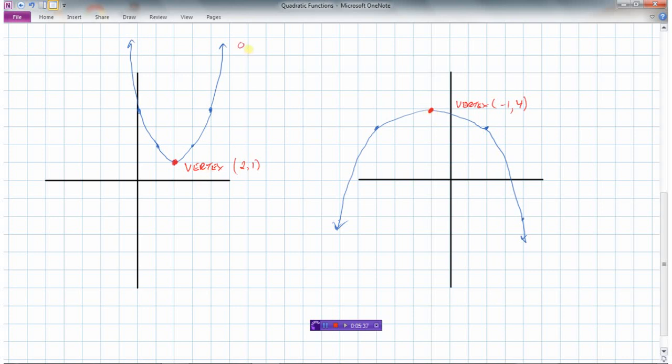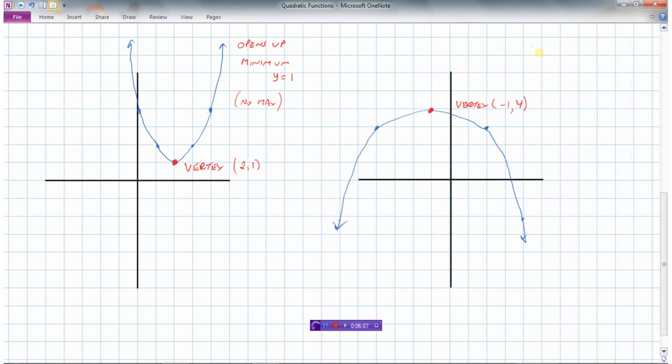So if the graph opens up, like this one does, opens up like this, then we would say this graph has a minimum value at y equals 1. So y equals 1 is the lowest y value of this function, and since it goes up forever, there would be no maximum. No maximum value here. No maximum y value.